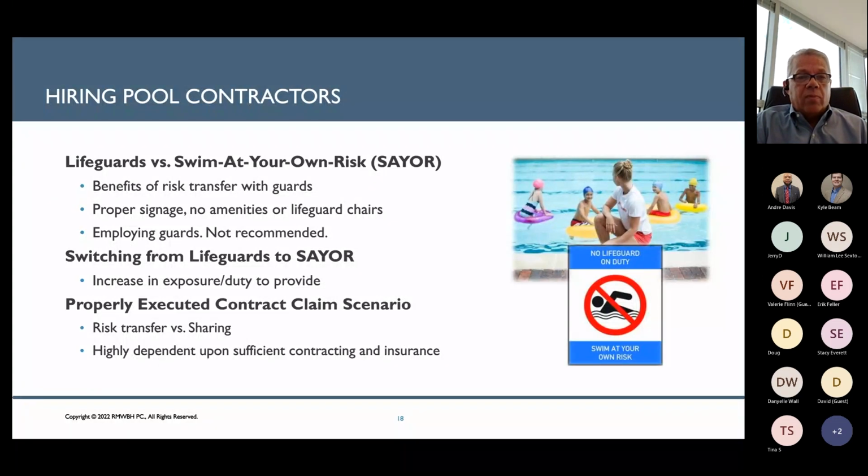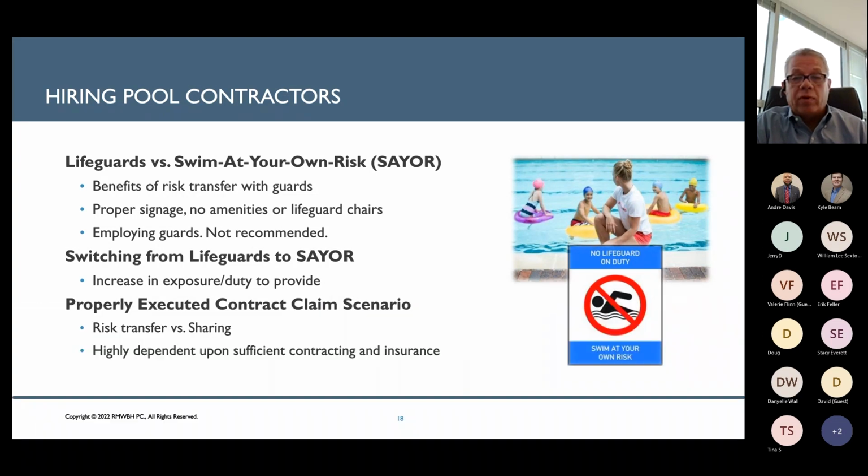We are still generally recommending hiring these companies because they do have insurance and you're trying to transfer that risk. If you're doing swim at your own risk, it's the association that's on the hook for that. And you've got to try to protect yourself in other ways, and that's proper signage of making it clear that there are no lifeguards. You're swimming at your own risk.